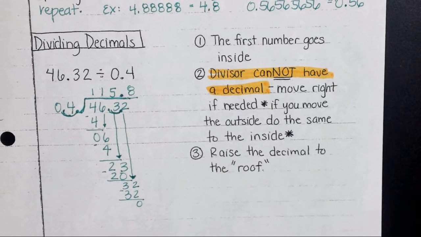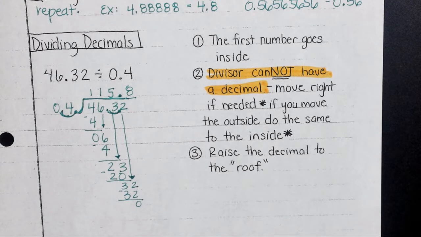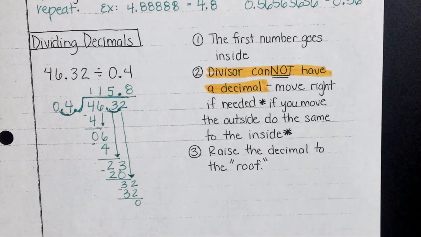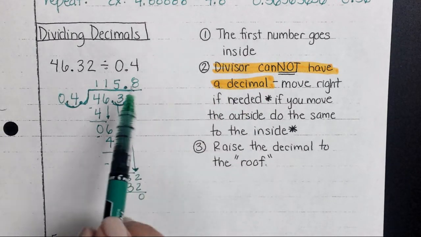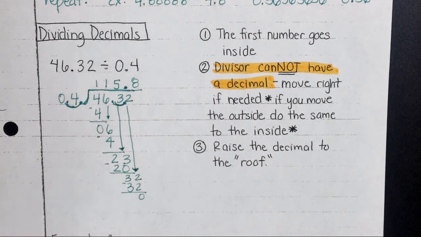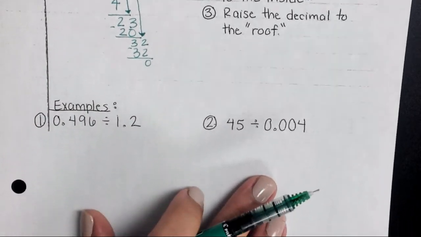Okay, let's try another. Yeah, question. So this is basically just regular dividing? Absolutely. We're dividing exactly the same way. The only thing you're doing different is right here, moving your decimal and then bringing it up. Other than that, it's normal division. Okay? All right, let's look at the next one.